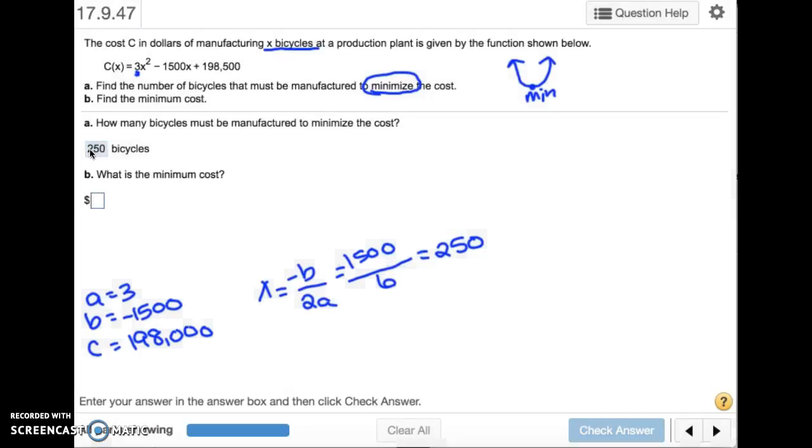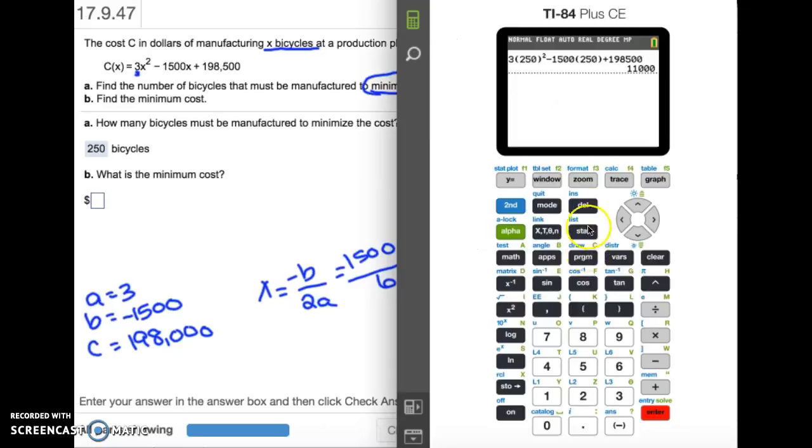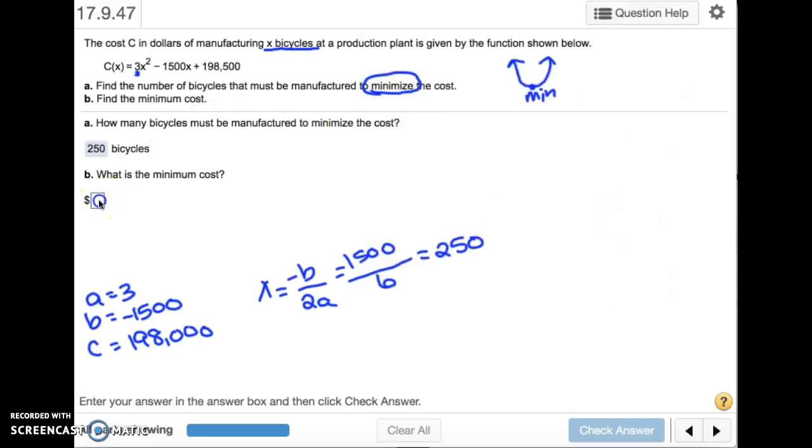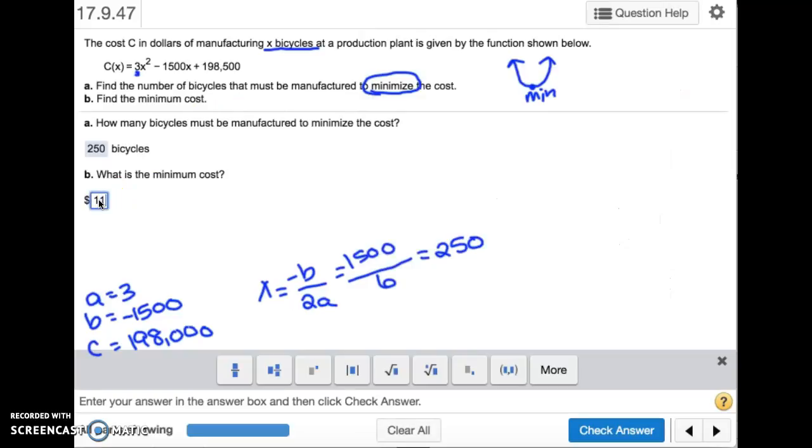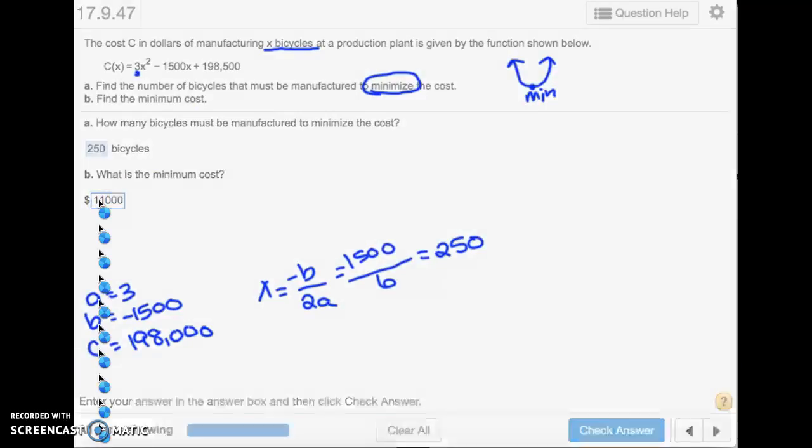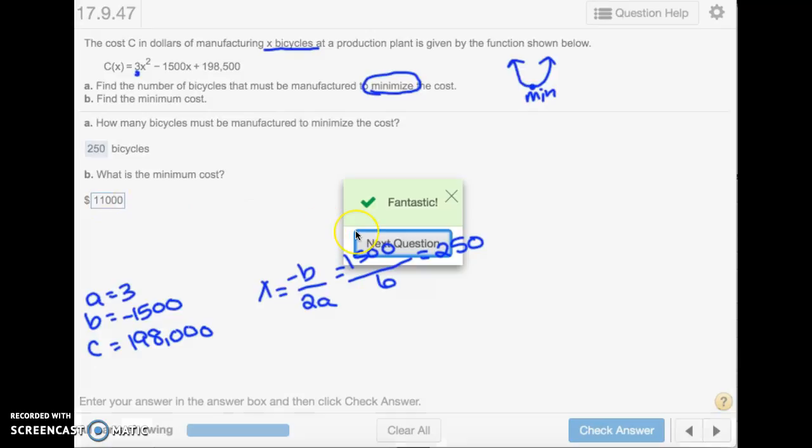And then it's going to ask me what is that minimum cost. So I'm going to use my calculator. I'm going to put 250 into this equation, both places that I have an x. And when I do that, I end up getting $11,000. So when I enter that here, I get the answer correct.